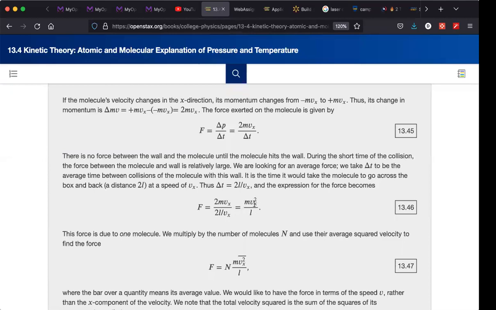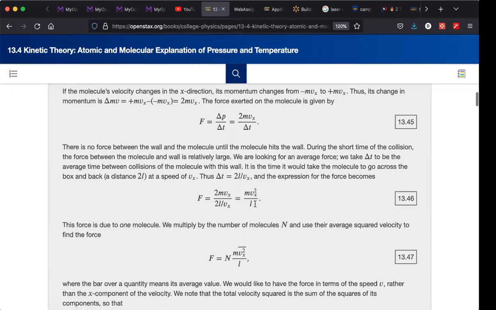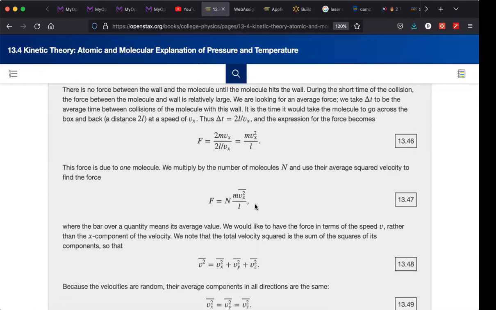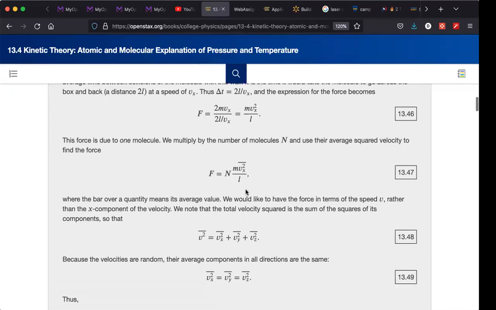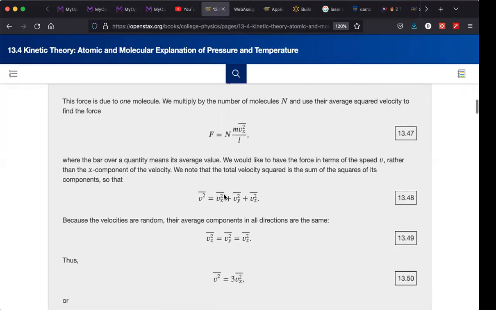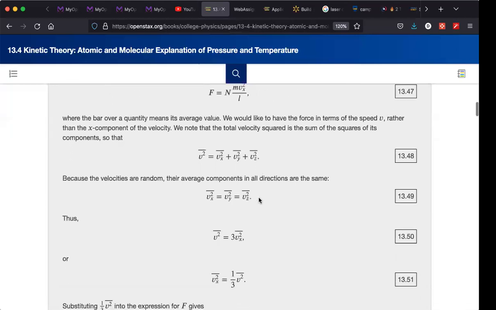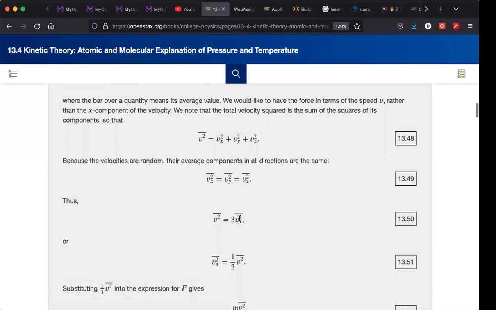Well, mv squared kind of looks like kinetic energy. Remember, 1/2 mv squared is kinetic energy. So that's just for one particle. If you have many particles, then you multiply by N to get all these particles, and you take the average velocity. And if you have 3 dimensions, then you get one of these velocities in each dimension. So it's like multiplying by 3 on the energy side. So you get 3 times the energy.